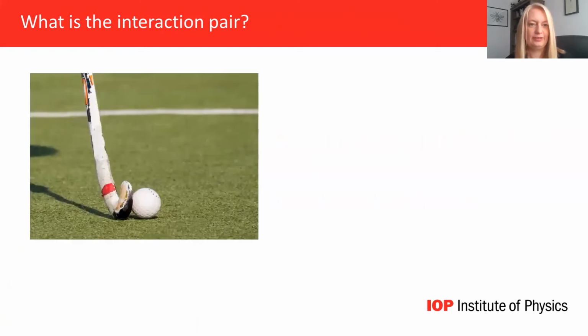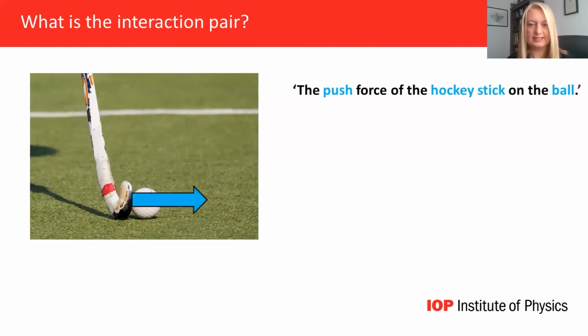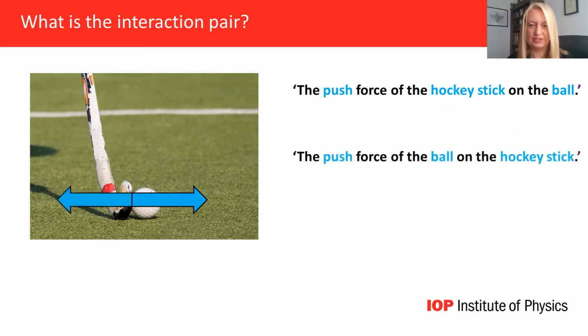If we look at another example now, we're going to look at a situation where we've got a pair of contact forces. To do that, we're quite simply going to use the situation of a hockey stick pushing a ball. Using our force sentences again, we've got the push force of the hockey stick on the ball, and switching those two terms around, we can see that the interaction pair is the push force of the ball on the hockey stick.